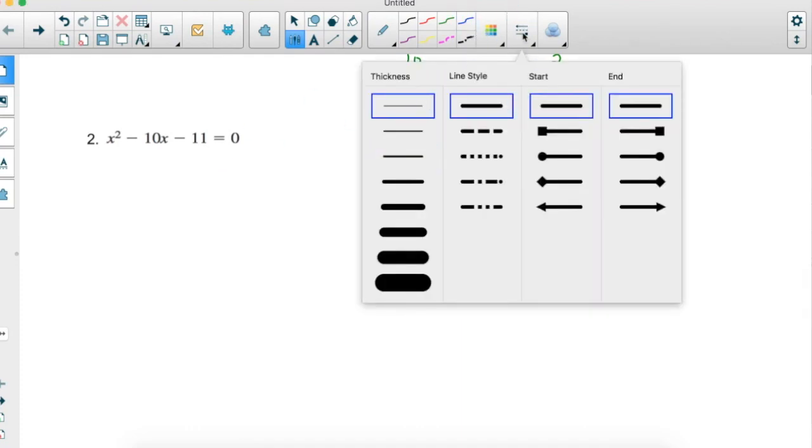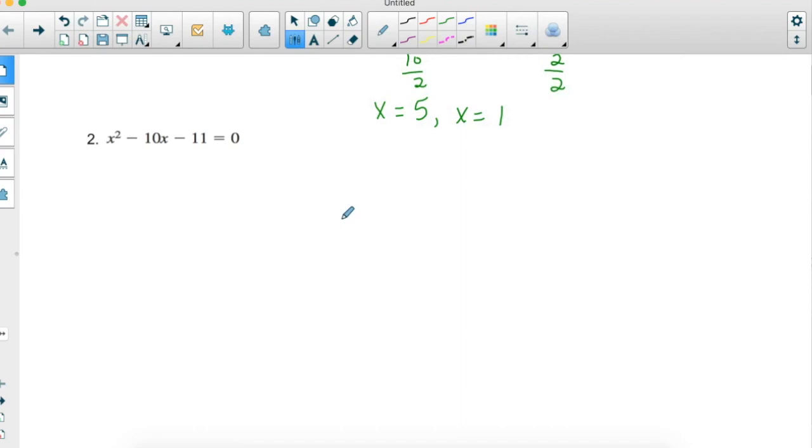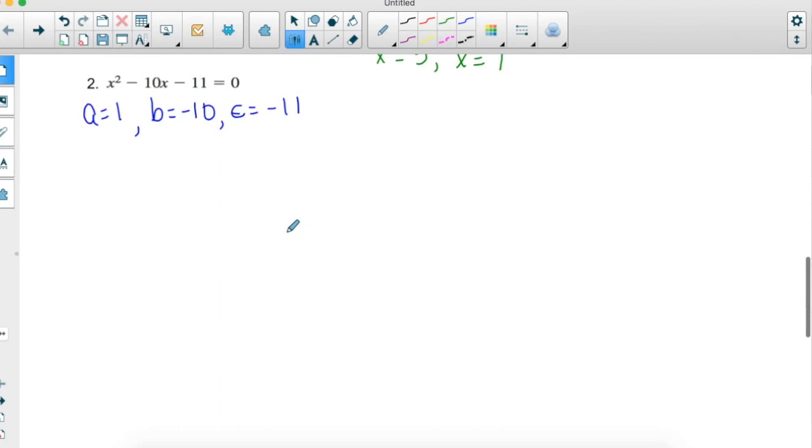Okay, so we're going to use the quadratic formula again. Here A equals 1, because there's an invisible 1. B is negative 10, and C is negative 11. Okay, so we're going to use that to plug into our formula.